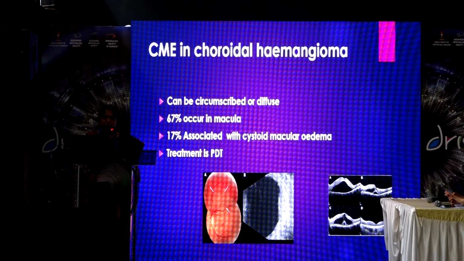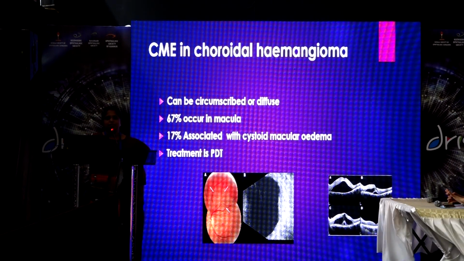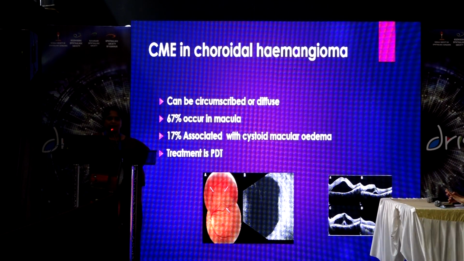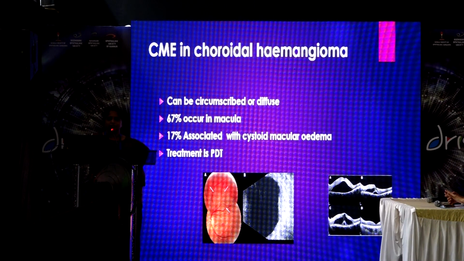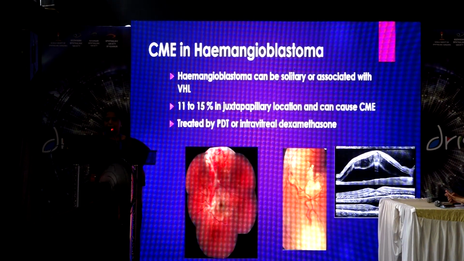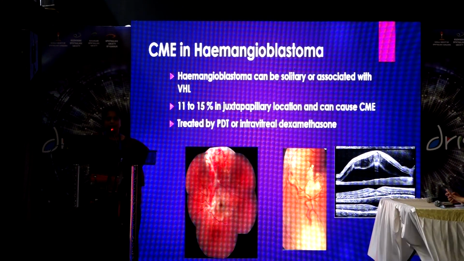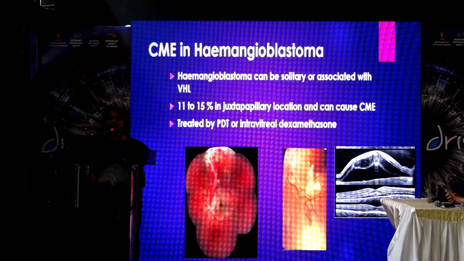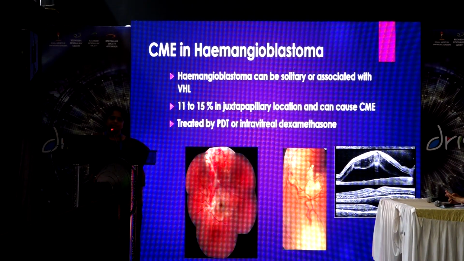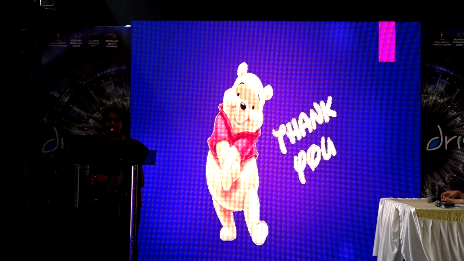Certain vascular tumors: choroidal hemangioma can be well circumscribed or diffuse, and usually 70% occur in the macular area, and it can be associated with cystoid macular edema, and you have to treat it with PDT. Then hemangioblastoma, usually seen in von Hippel-Lindau disease, and 11 to 50% are juxtapapillary in location, and this can present as cystoid macular edema, treated by PDT or intravitreal steroids. Thank you.